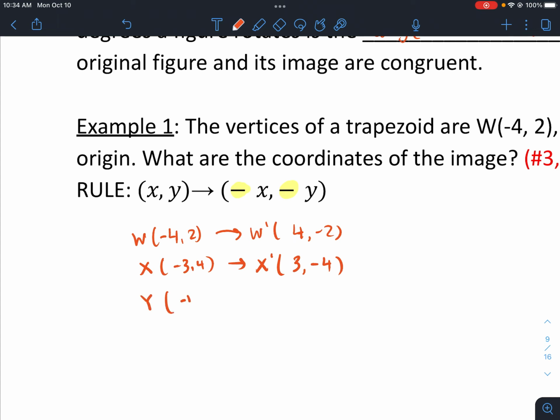Y is (negative 1, 4). So Y prime would be (1, negative 4). You're taking the opposite, right? So if it's positive, it's going to be negative. If it's negative, it's going to be positive. Z is originally (negative 1, 2). So this is going to end up becoming Z prime, which is (1, negative 2).